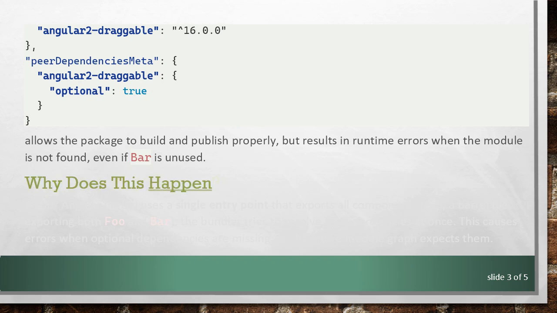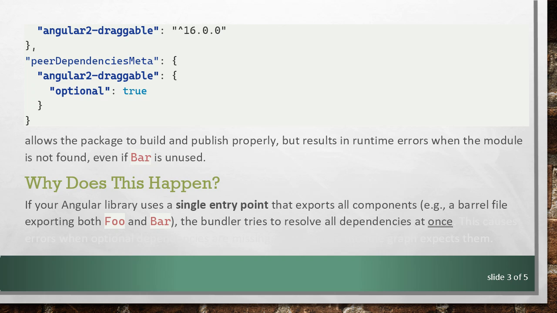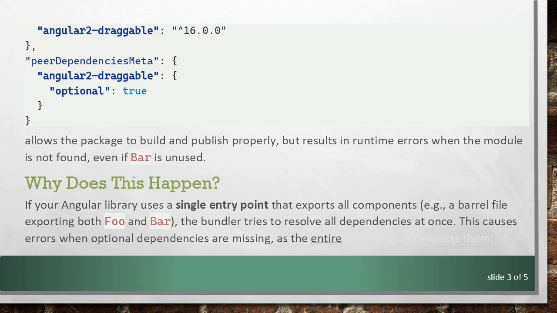Why does this happen? If your Angular library uses a single entry point that exports all components, for example, a barrel file exporting both Foo and Bar, the bundler tries to resolve all dependencies at once. This causes errors when optional dependencies are missing, as the entire module graph expects them.